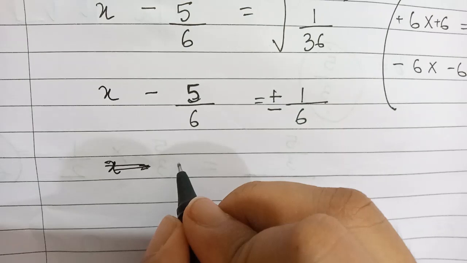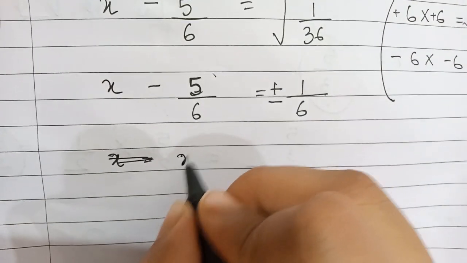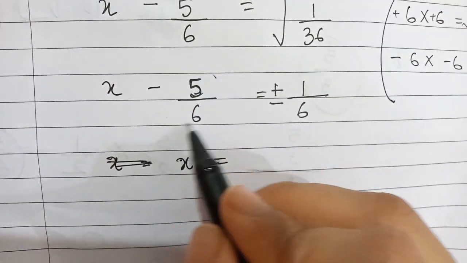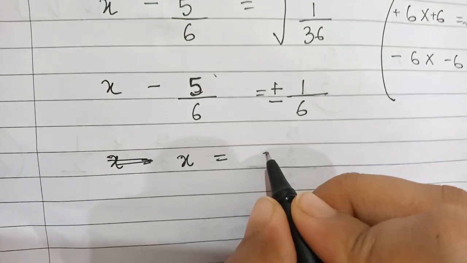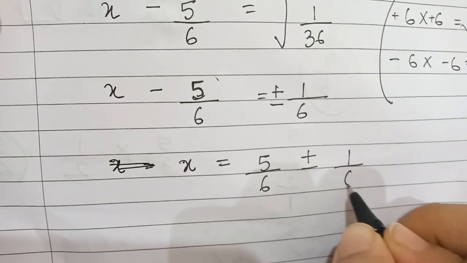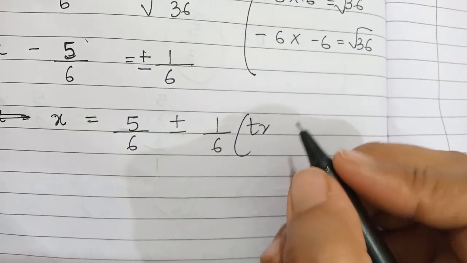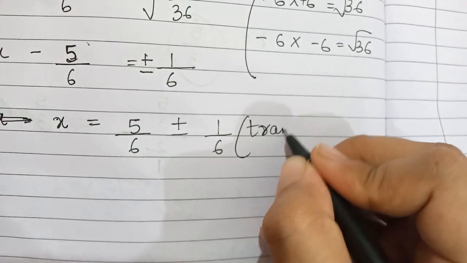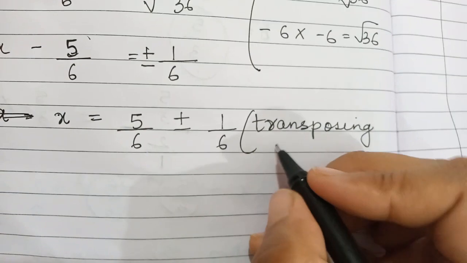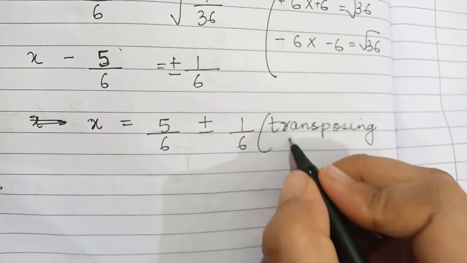Now, transposing this constant term to RHS, we will get x equal to, see, this is a minus 5 upon 6, a negative term. On transposing it to RHS, this will be 5 upon 6 plus minus 1 upon 6. So whatever steps you are doing, you have to mention over here. Transposing, (5 by 6).